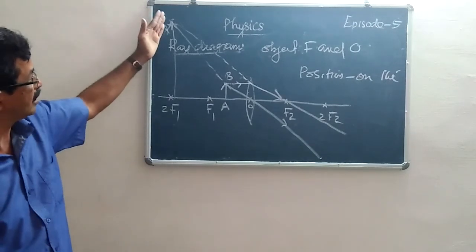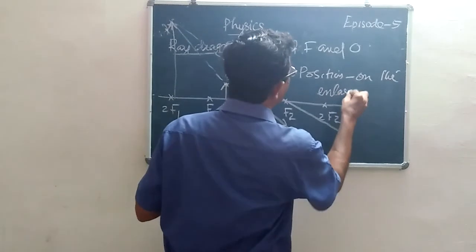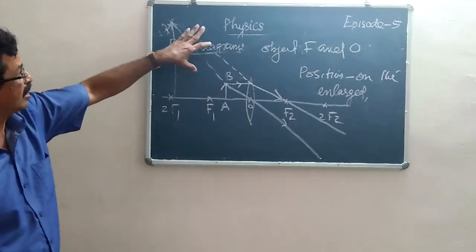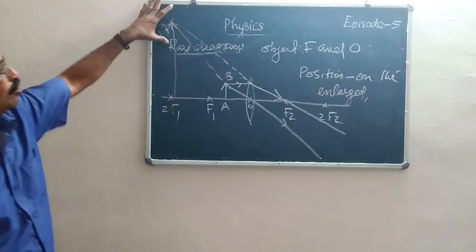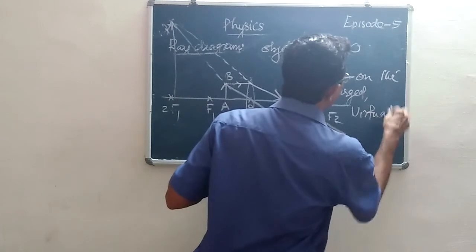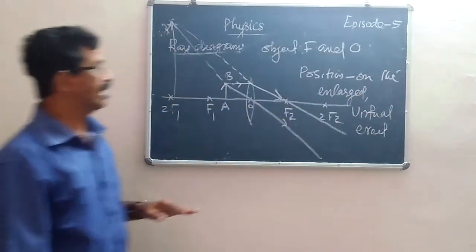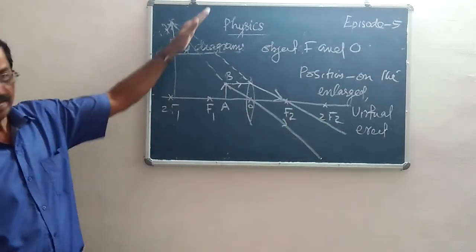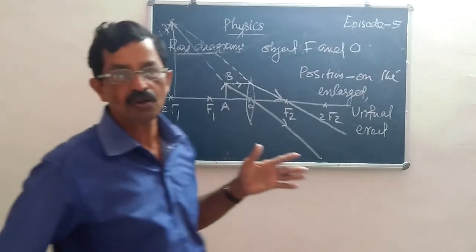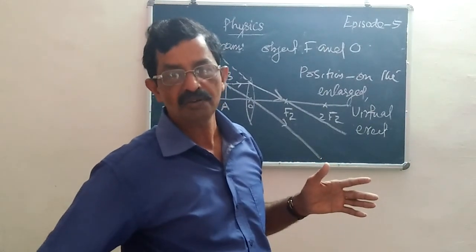How is the image? It is very large. Is it actually meeting? No. It appears to meet, so it is virtual. The image is virtual and erect. Virtual and erect.